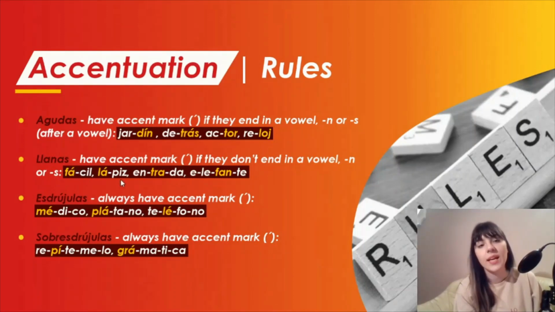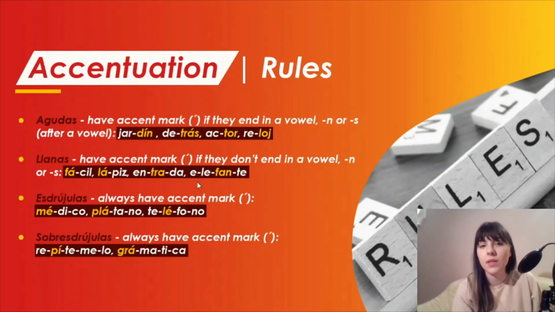The next example is lápiz. So this one is also llana because the penultimate syllable is the stressed one, and it ends in a consonant which is not n or s, and by that it has an accent mark. The next example is entrada, and it also belongs to llanas because the penultimate syllable is the stressed one, but these words end in a vowel, so it doesn't have the accent mark.